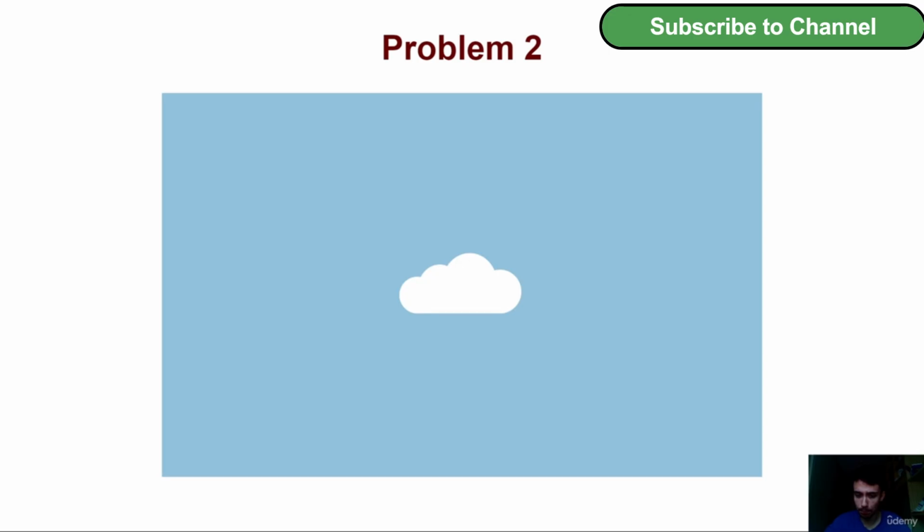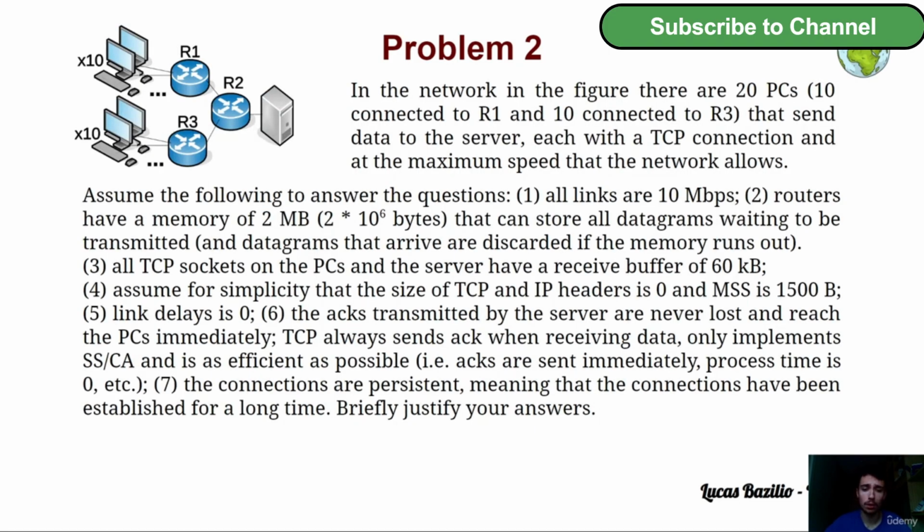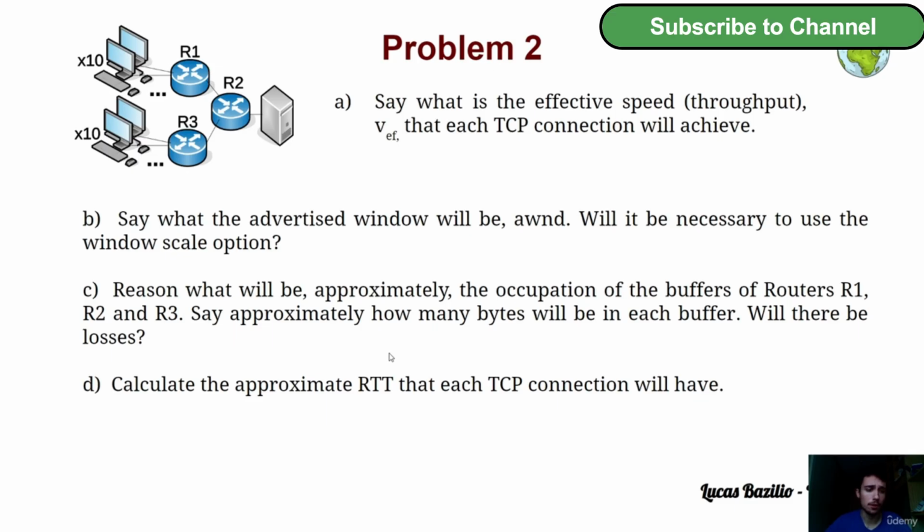Hey everyone, in this lecture we are going to solve question C of this problem 2 on transport protocols. The question C of this problem states: reason what will be approximately the occupation of the buffers of the routers R1, R2, and R3. Also state approximately how many bytes will be in each buffer. Also, will there be losses?